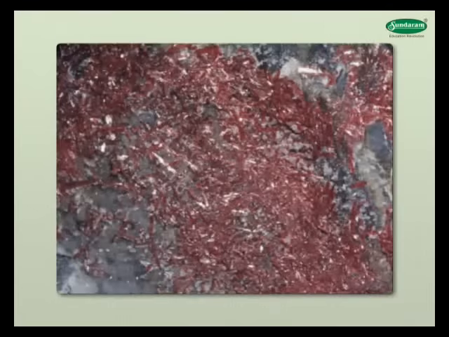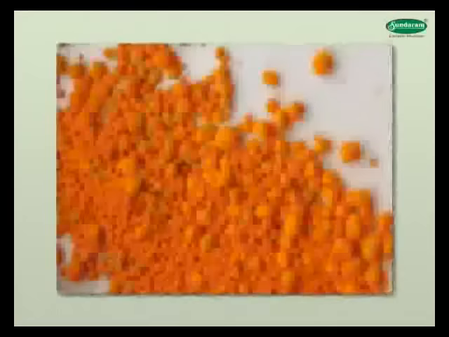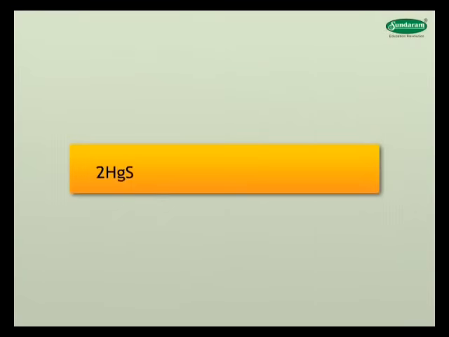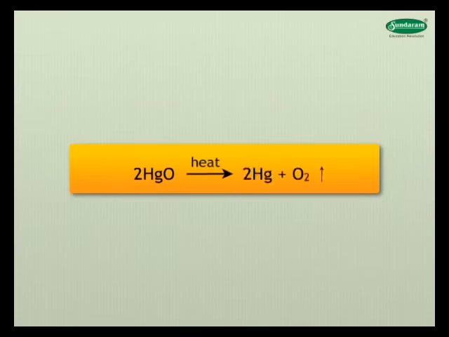Similarly, cinnabar, HgS, is an ore of mercury. When it is heated in air, it is first converted into mercuric oxide, HgO. Mercuric oxide is then reduced to mercury on further heating. 2HgS plus 3O2 when heated gives 2HgO plus 2SO2 gas evolved. 2HgO when heated gives 2Hg plus O2.